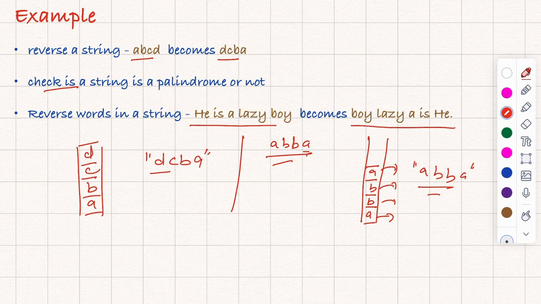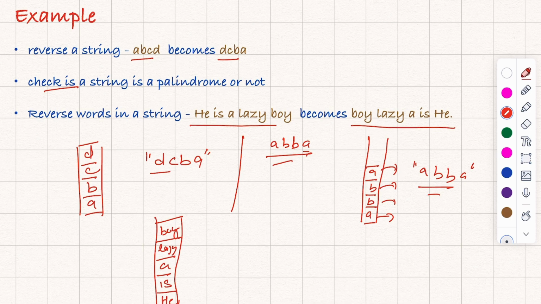So what we can do is tokenize our string into each word and insert those words into our stack. The first word is he, then we have is, then a, then lazy, and finally boy. So we have tokenized our string, separated it into individual words, and inserted those words into the stack. So the push order would be he, is, a, lazy, boy.